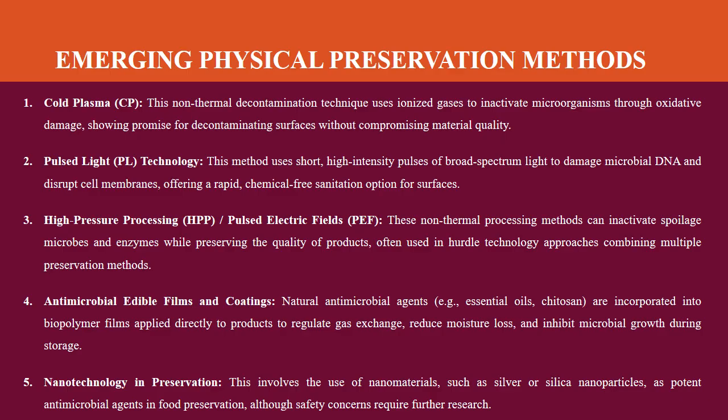The third technology is high-pressure processing or pulsed electric fields. These non-thermal processing methods can inactivate spoilage microbes and enzymes while preserving the quality of the product. They are often used in hurdle technology approaches combining multiple preservation methods. The fourth one is antimicrobial edible films and coatings. Natural antimicrobial agents such as essential oils or chitosan are incorporated into biopolymer films and applied directly to products to regulate gas exchange, reduce moisture loss, and inhibit microbial growth during storage.